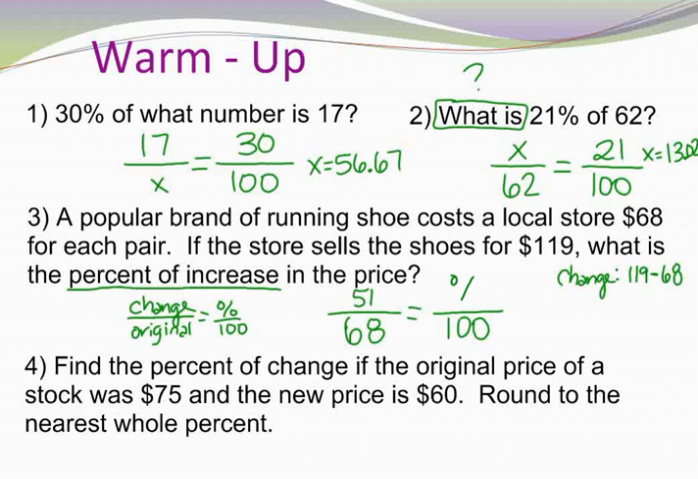And then I have my percent, or I guess in this case you could fill in an x. You cross multiply and divide, you end up with 75. And since it's this number right here that we're looking for, that makes it a percent. 75% increase in price.